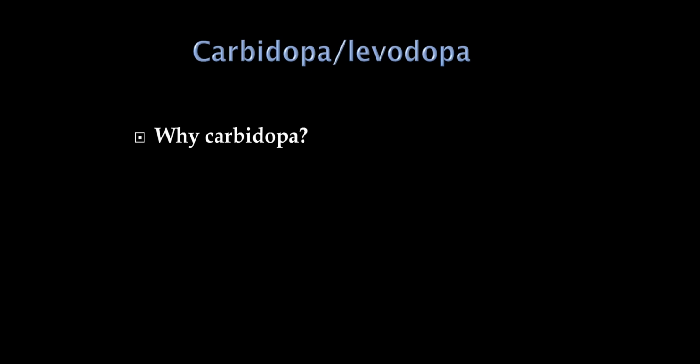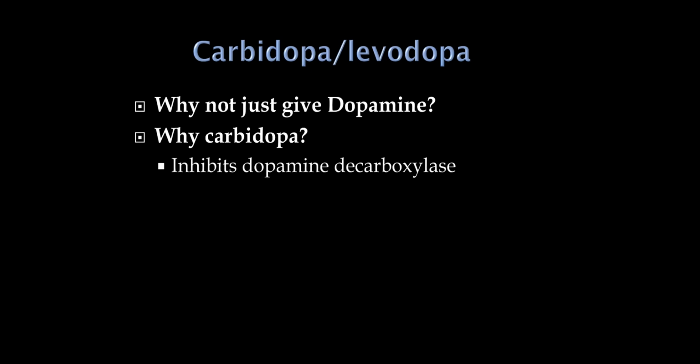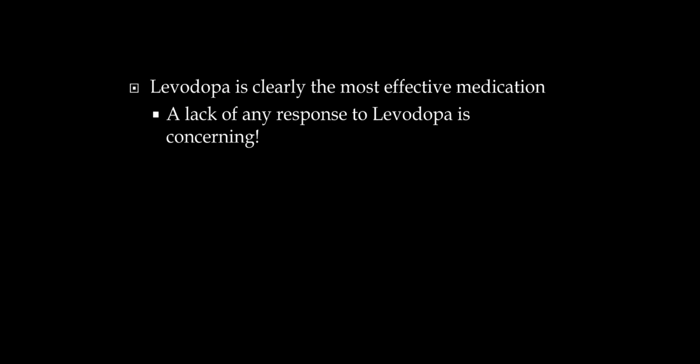Okay, carbidopa by itself does nothing, all right, but if you just give someone dopamine, they get very nauseated, they're going to throw up. So carbidopa inhibits dopamine decarboxylase, okay, which allows the levodopa to get in, cross the blood-brain barrier, where it gets converted into dopamine. Okay, and if you don't give carbidopa, then it just gets broken down peripherally, and the patient's going to have a lot of nausea and vomiting.